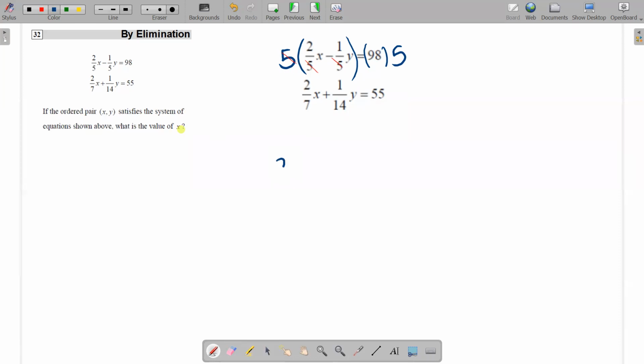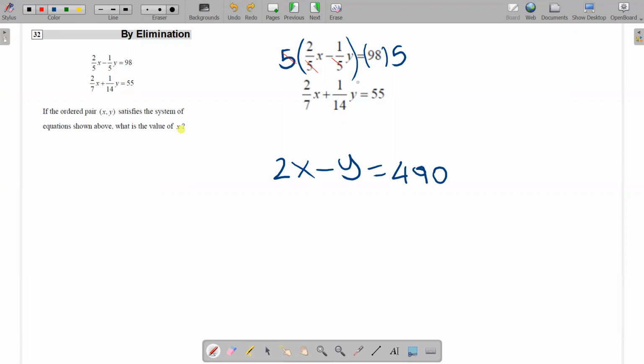It will be 2x minus y equal to 98 divided by 5 times 5, which is going to be 490. This is question number 32. So in this case, we will be allowed to use the calculator if you want.